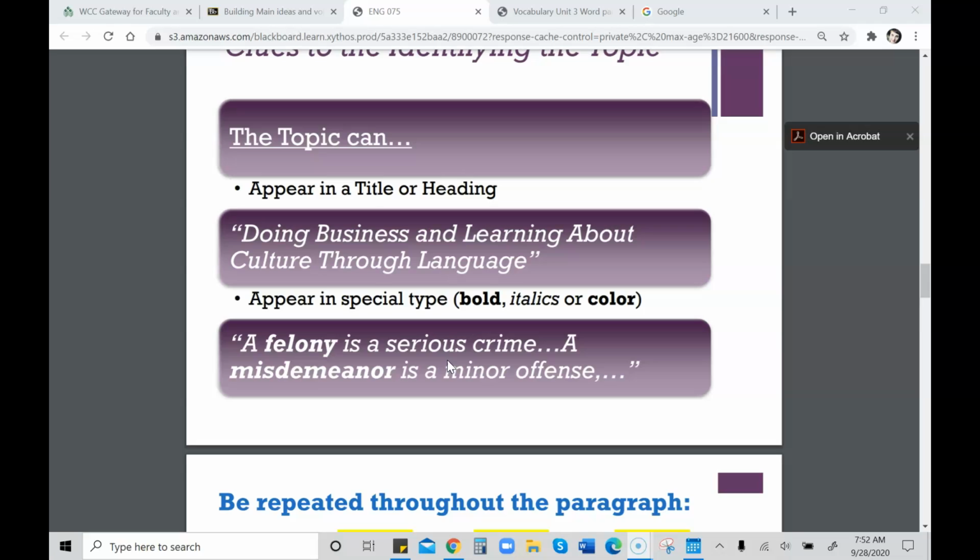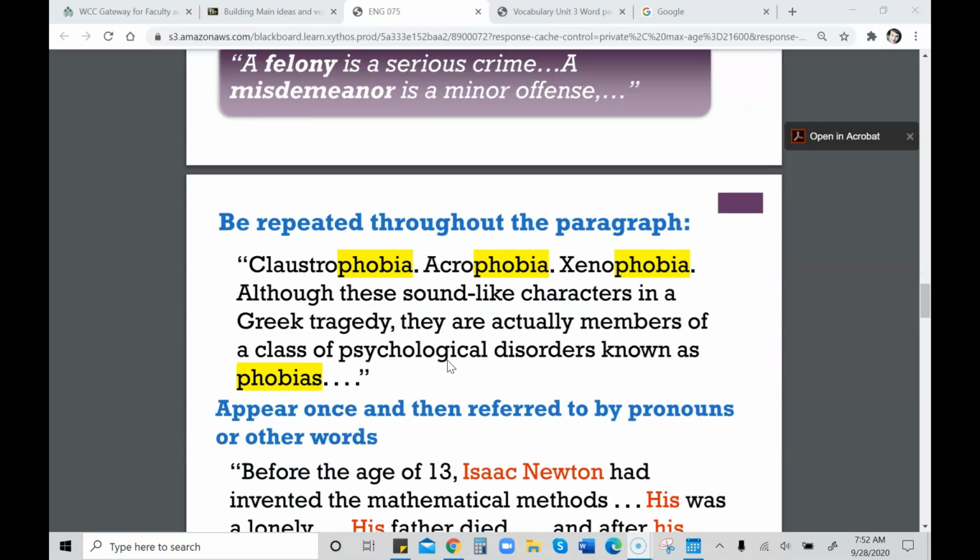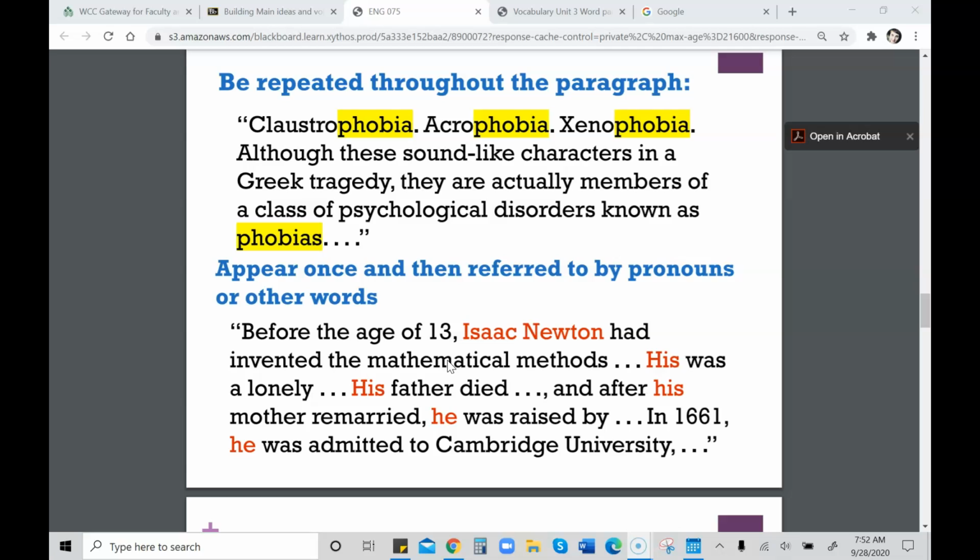So as you're starting to explore for the topic, you can refer to the title of a piece or any headings that may give you some clues in terms of what it is that you're referring to. And you're going to have a chance to practice with some of this week as well. And then you're also going to see that this is going to be repeated throughout the piece. So in this case, if I talked about claustrophobia, acrophobia, xenophobia, all of these issues are phobias, so we're probably referring to these psychological disorders.